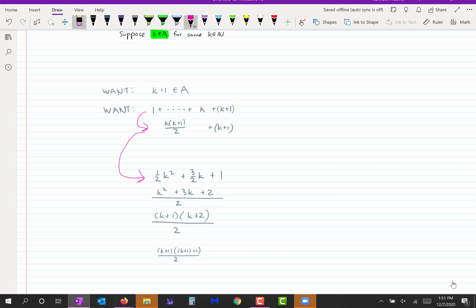Could you go straight to here? You could. I'm not going to take off points. If somebody skips that step and goes straight to here, I'm not going to take off points. But for me, I wouldn't. I think I'll go ahead and do that.